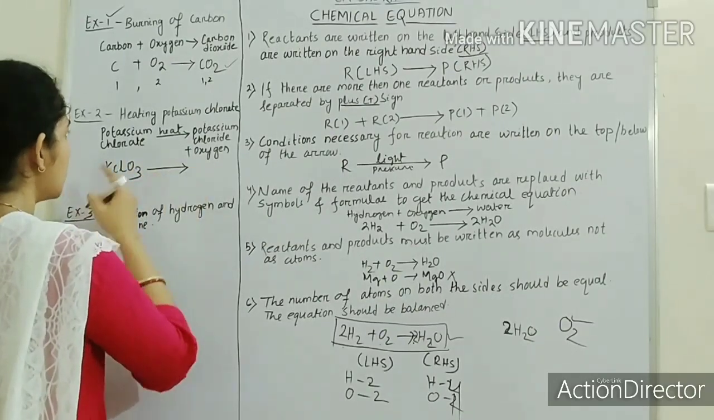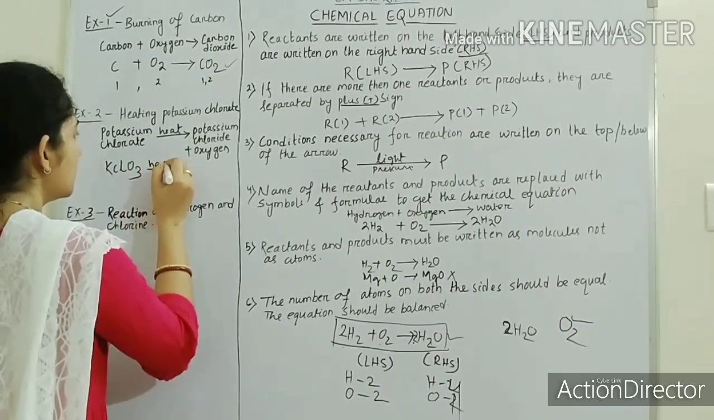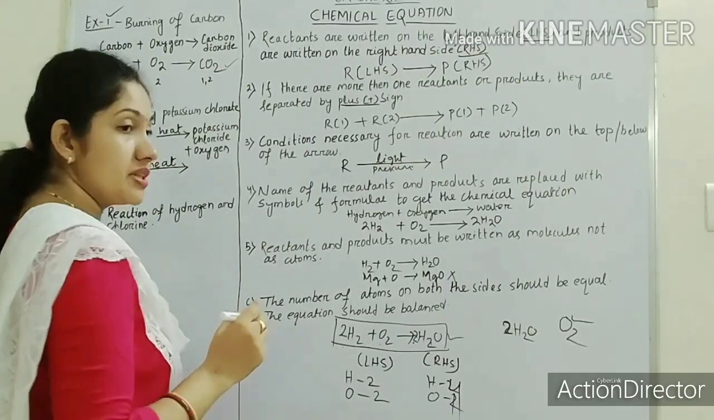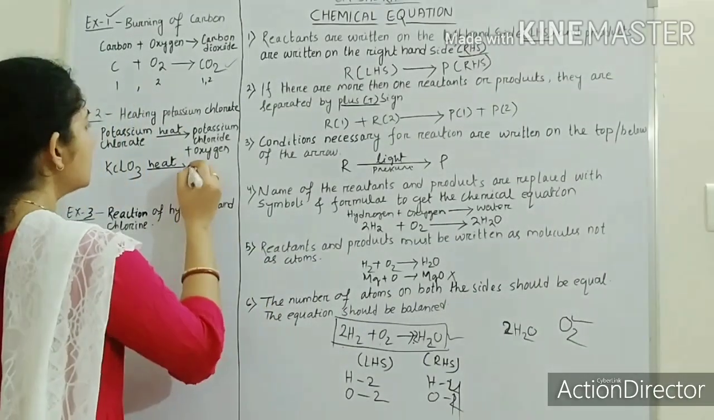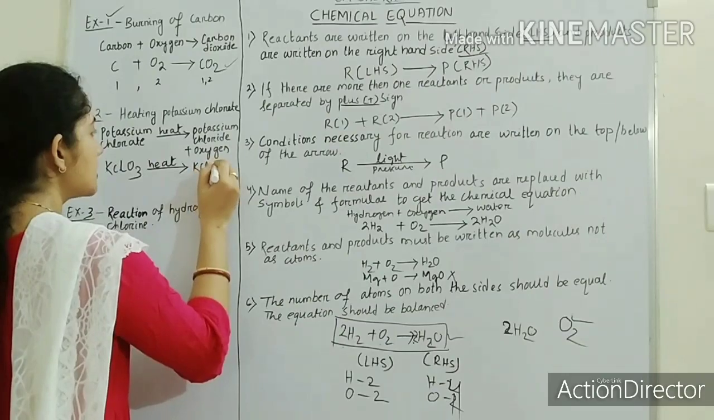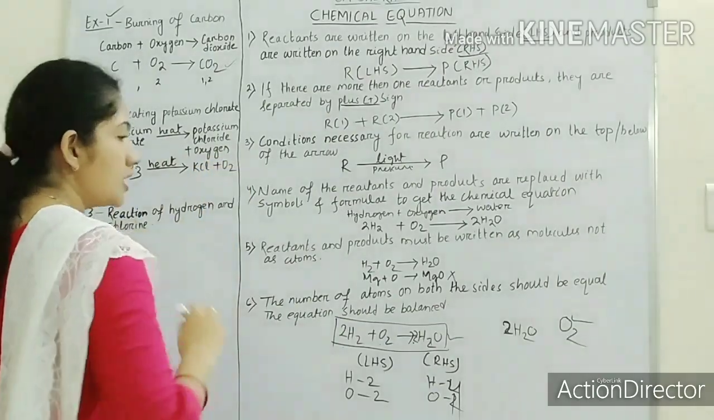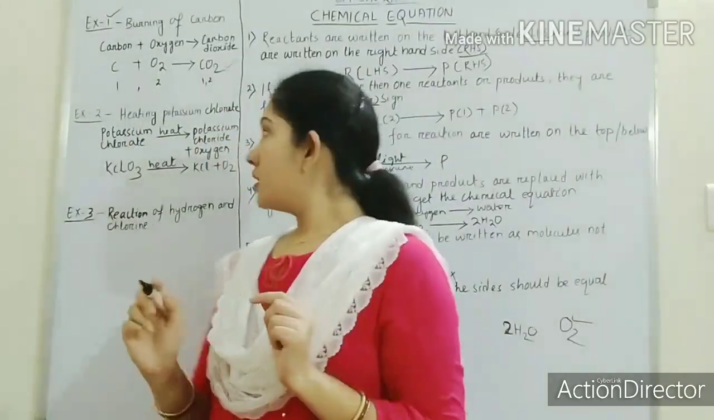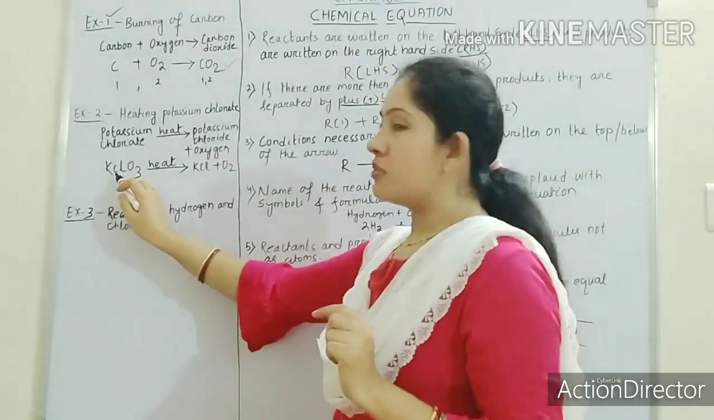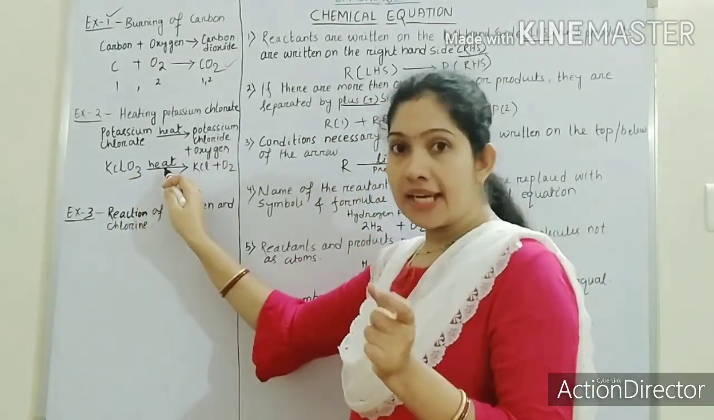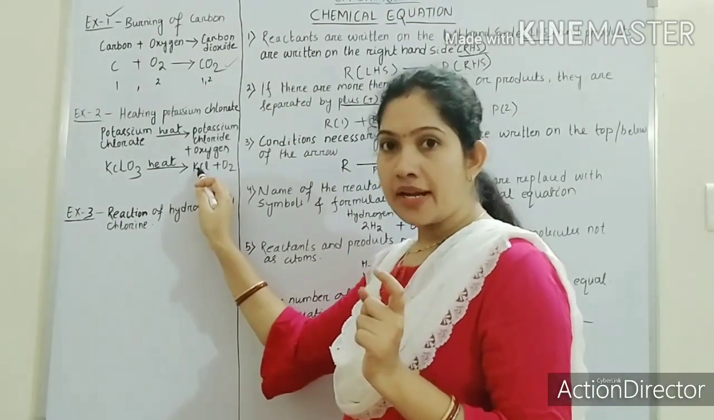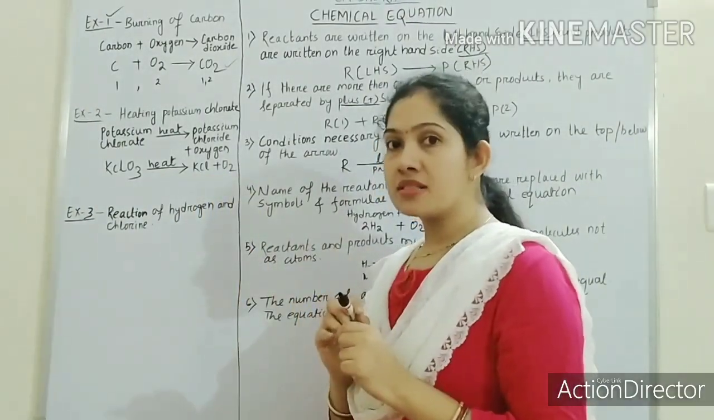KClO3 will be the formula for potassium chlorate. When it is supplied with heat, it can form KCl plus O2. Potassium chlorate, when it is supplied with heat, forms potassium chloride and oxygen. Now we can check whether it is balanced.